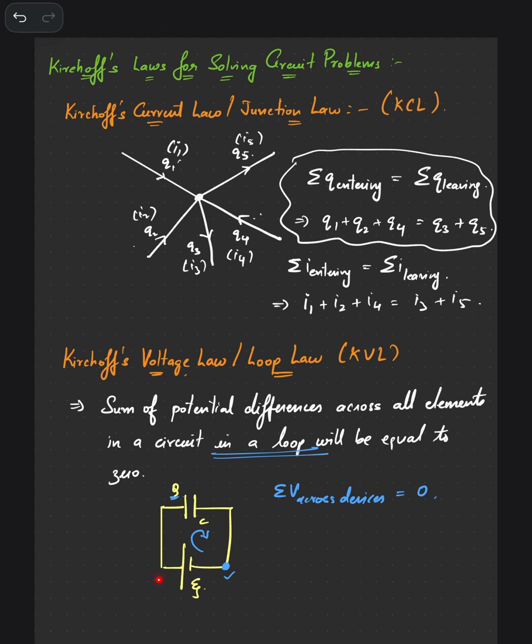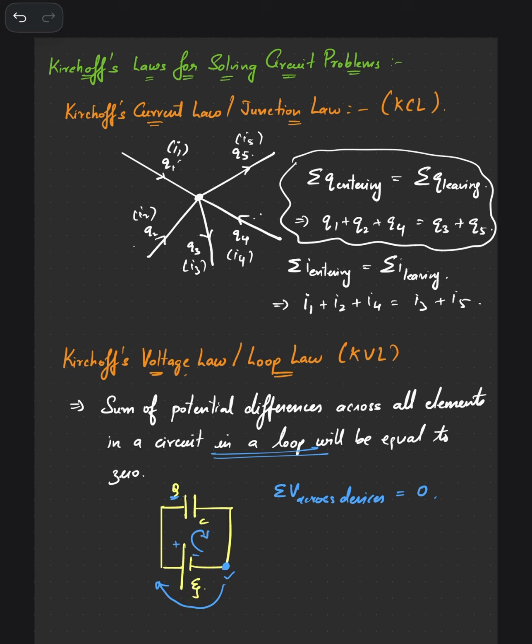So let me go from here to here first. When I'm going from here to here, the element I'm going across is a battery, and I'm going from the negative terminal of the battery to the positive terminal of the battery, which means I'm going from lower potential to higher potential. So what will be the potential difference when I'm going across this device? The potential difference when I'm going across this device will be equal to EMF. That will be the potential difference across the battery.